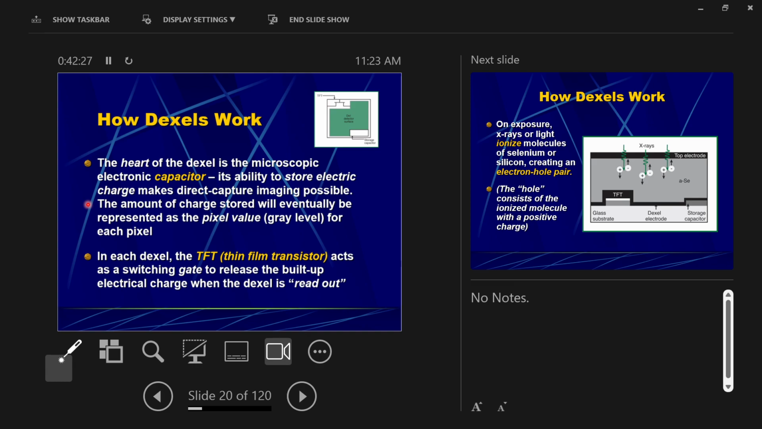If the DEXEL receives no charge, no exposure, the capacitor gets no electric charge, well, then the computer screen is going to have the pixel representing that DEXEL turned on all the way. So it's an inverse thing, okay? The pixels turn on more when the exposure goes down, on the screen, and the pixels turn on less or turned off more when the DEXELs receive a lot of exposure. We can invert that, by the way.